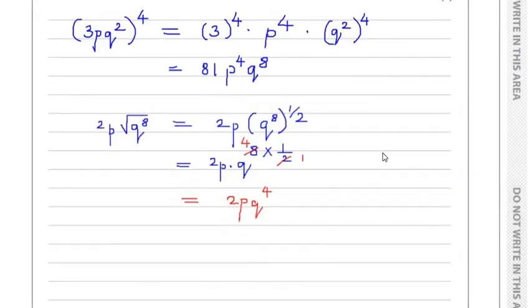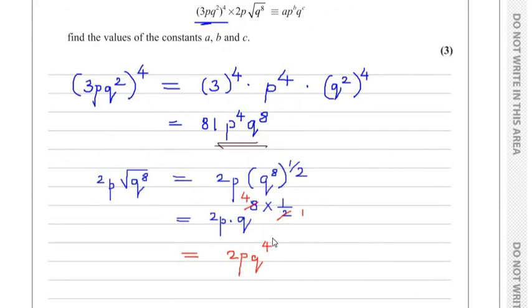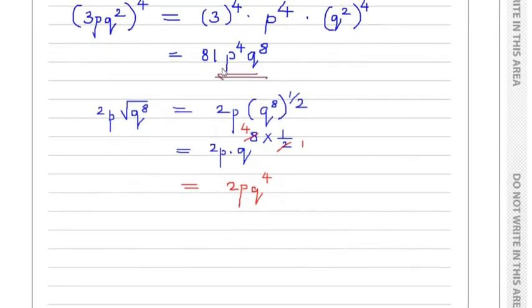Now let me combine these two answers which I got for independent terms, and you can see there is a multiplication between the terms. So I'm going to multiply this answer with this answer and let's see what we get. So it is 81 p⁴ q⁸ times 2 p q⁴.